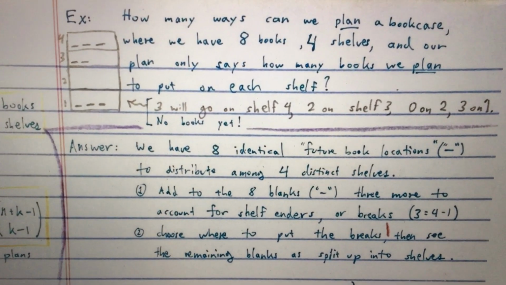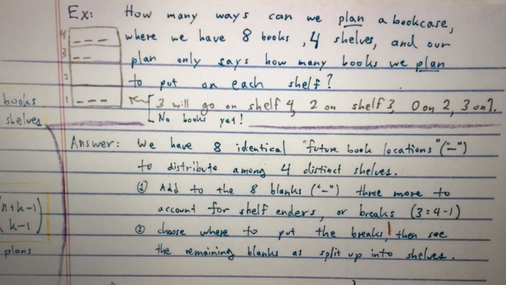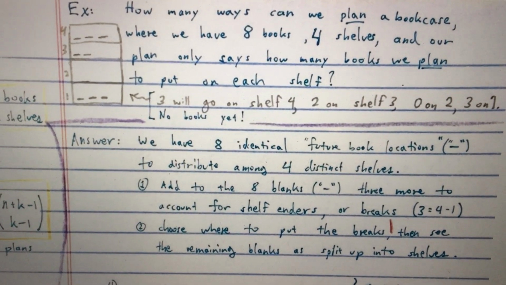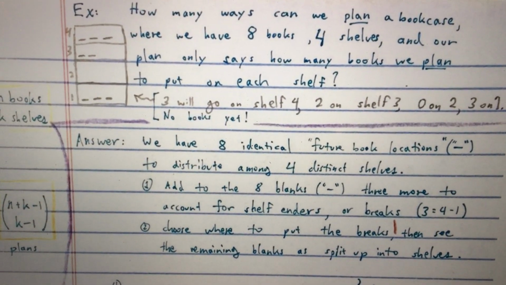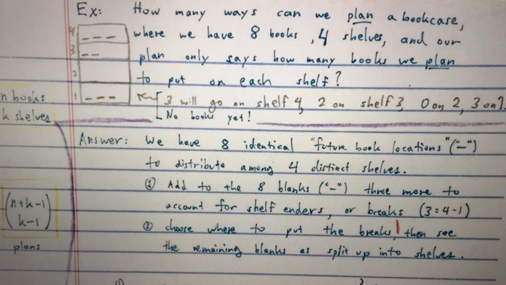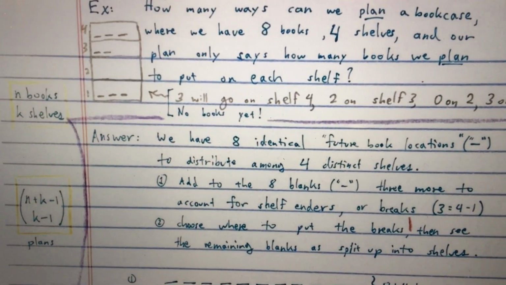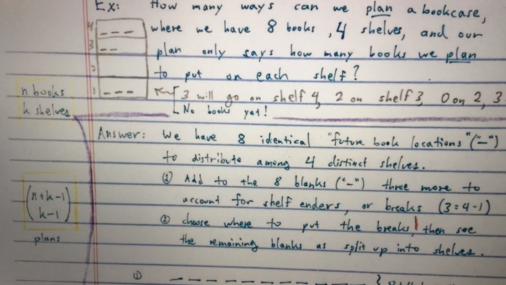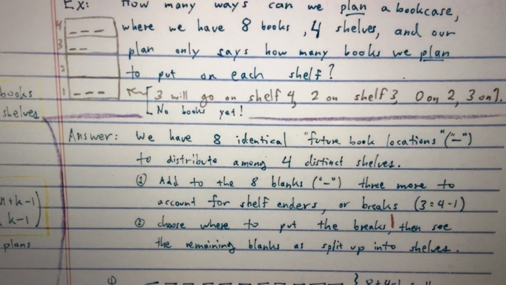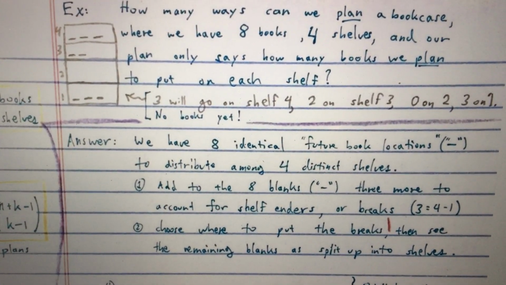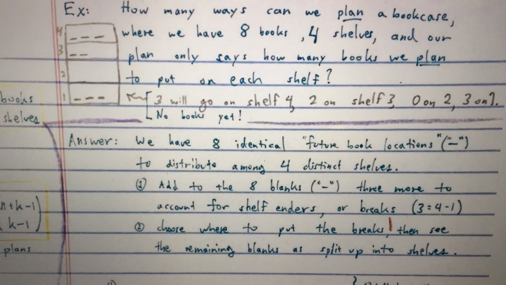Okay, here's the situation that we're trying to count today. How many ways can we plan a bookcase? We're given 8 books, 4 shelves. In general, that'll be N books, K shelves. And our plan will be a picture like on the left.